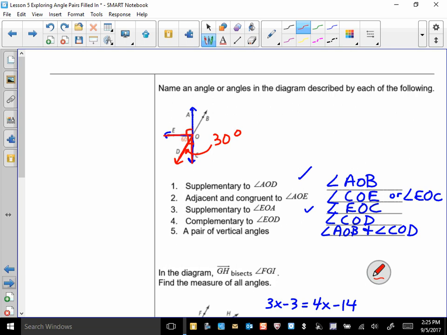And finally, I want a pair of vertical angles. Hopefully those are pretty plain to see. There's a pair of opposite rays. There's a pair of opposite rays. So those make up our set of vertical angles. We got AOB and angle COD there.